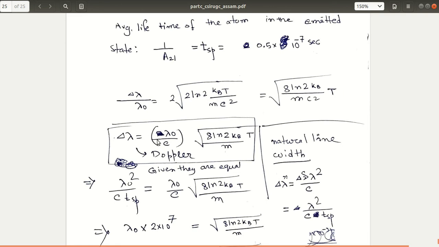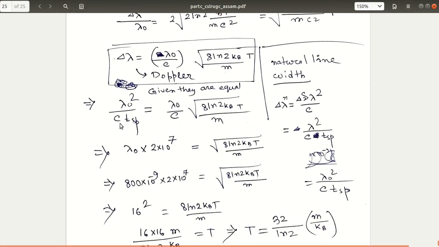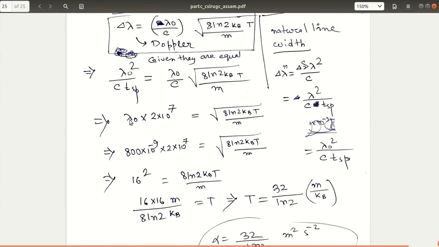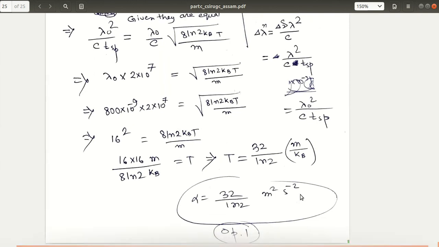So delta lambda Doppler will be lambda 0 by c into this. But the natural line width, delta lambda natural, is basically delta nu into lambda square by c, and this delta nu will be 1 by tsp, so it is lambda square by c into tsp. If you substitute the values of tsp, lambda 0, and every other value, T will be equal to 32 by ln 2 into m by kB, which is option 1.